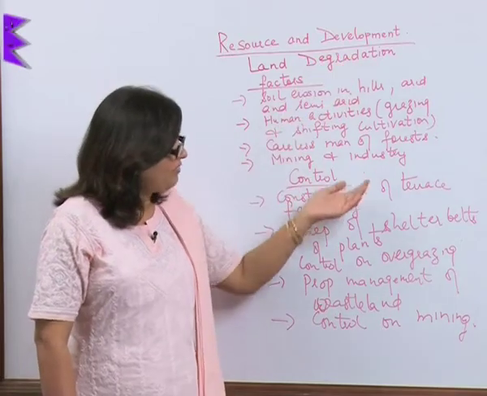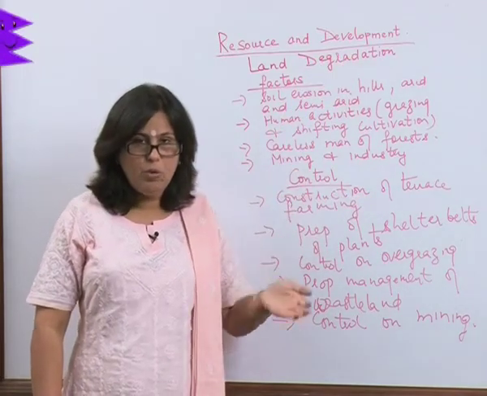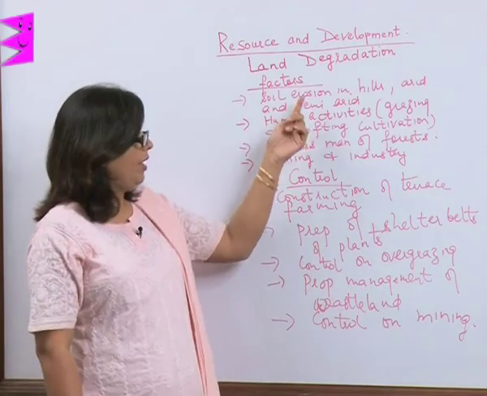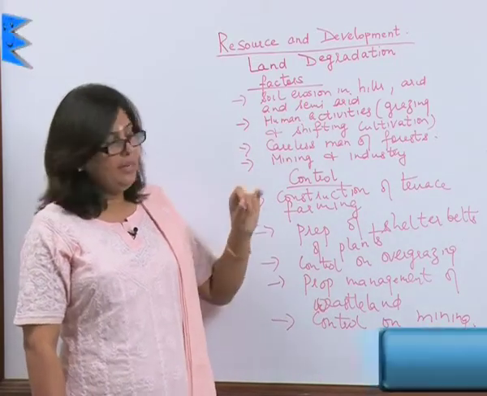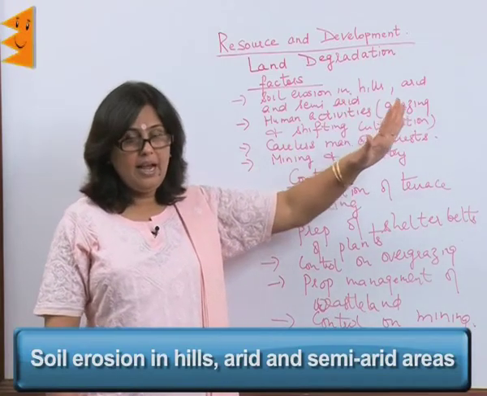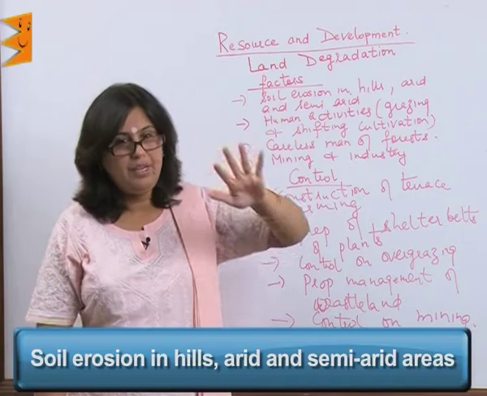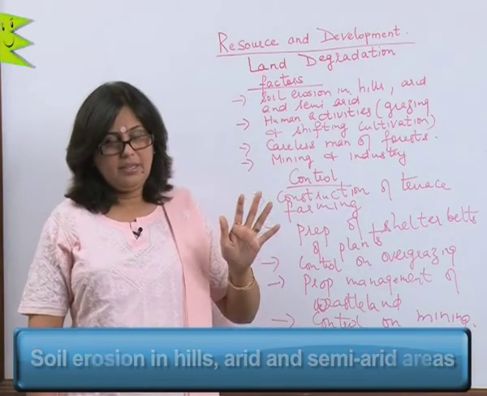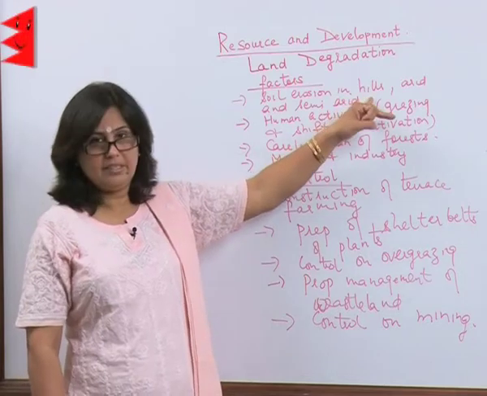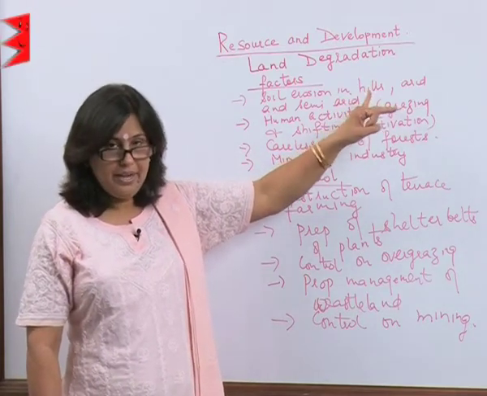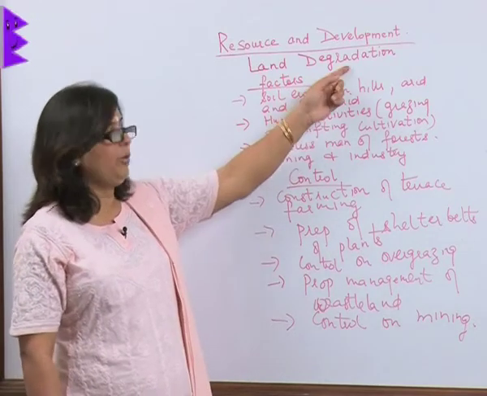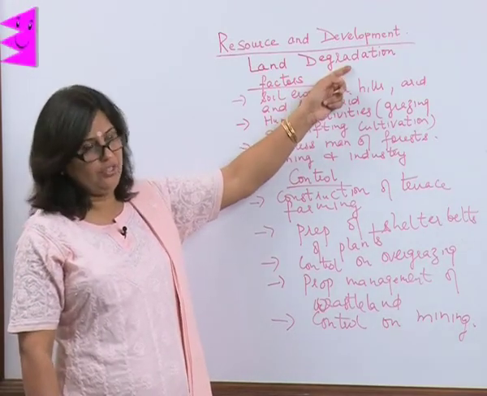Now, what are those factors which contribute to land degradation? The first factor is the soil erosion which occurs in hills and arid and semi-arid areas. Now, what kind of activity is this? Simply, it is a natural activity which is contributing to land degradation.